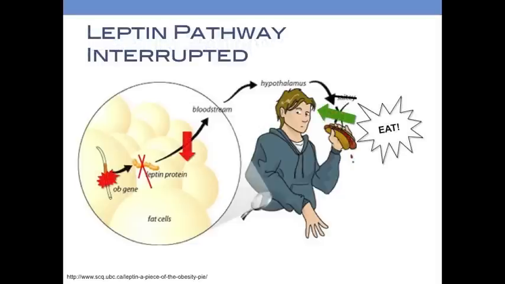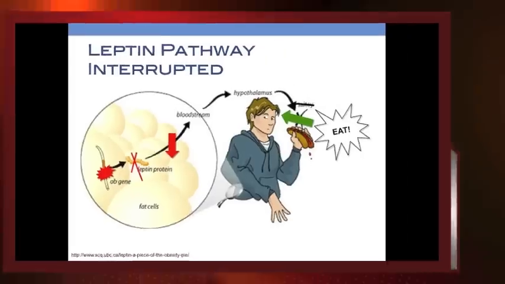When the OB gene is mutated, little to no leptin is created, meaning there's a breakdown in the leptin pathway. This means we don't get the hint from our brain to stop eating when we're full. This leads to excessive overeating and, eventually, excessive weight gain. We see this in people with an OB gene mutation.